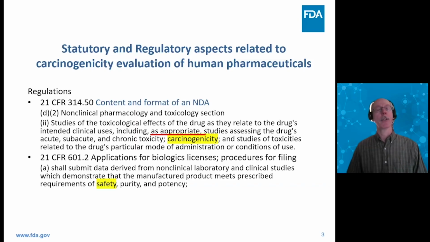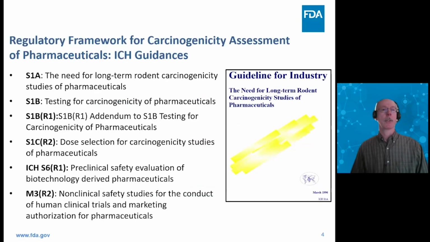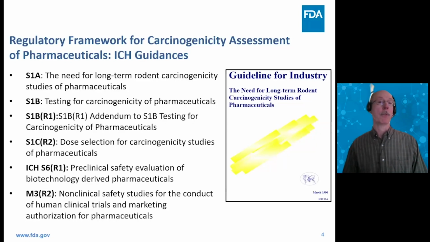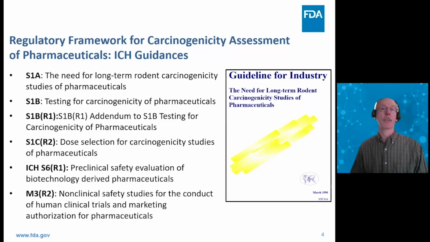Since the statute and regulations don't really provide much detail, what we do rely on are guidance documents. So we create guidance documents largely through the International Council for Harmonisation process, and that's abbreviated ICH. And the ICH S1 guidance documents are specifically focused on carcinogenicity assessment. And there's also a number of other guidance documents through ICH that can touch on carcinogenicity assessment. For example, for biologic products, the ICH S6 guidance document, and for small molecules, the ICH M3 guidance document.